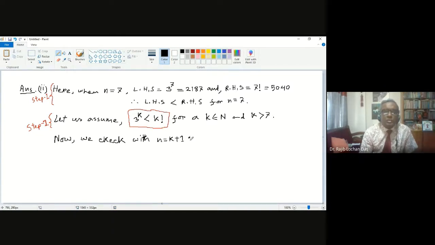So let us start with the left side. What will be your left side? The left side will be 3 to the power k plus 1. Yes. So if you write 3 to the power k and then into 3 to the power 1, this is also all right, no problem. Is there any problem? No, sir.